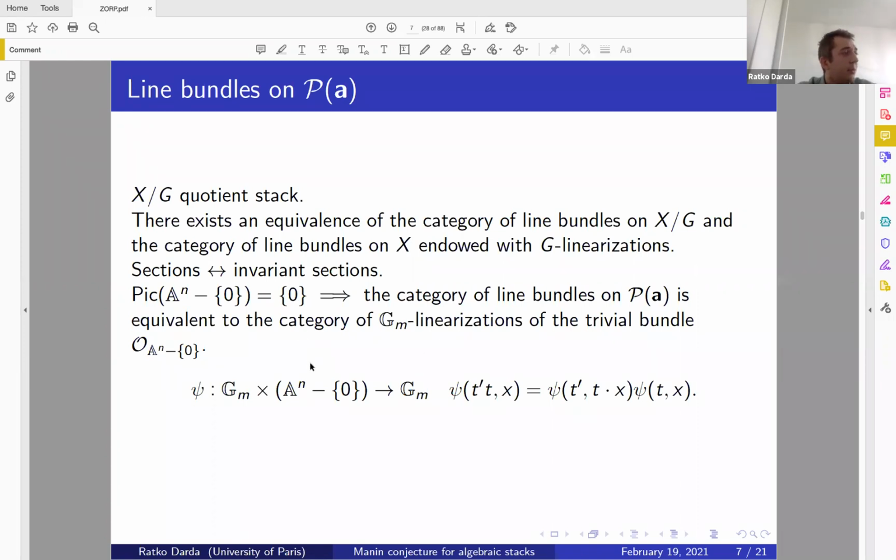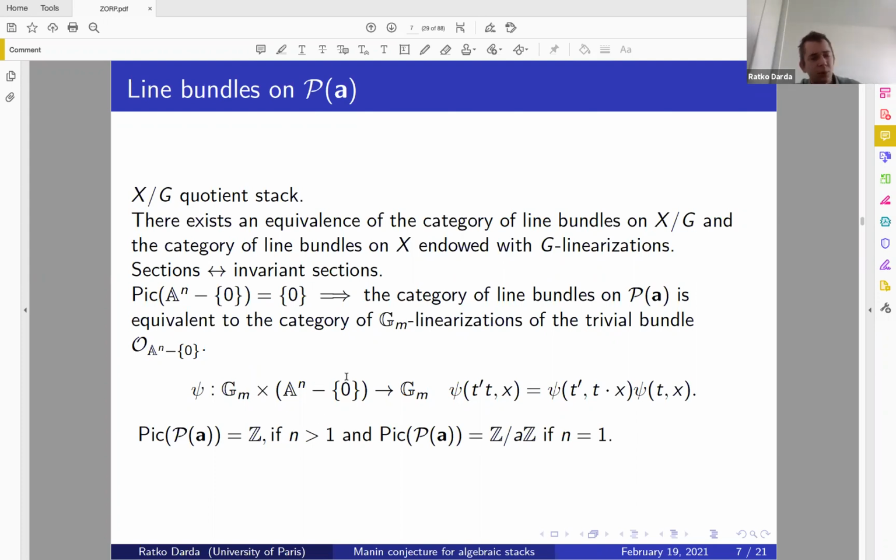Now, in our case, if n is at least 2, there are no non-constant morphisms from A^n minus 0 to G_m. Hence, the linearization is determined by a character. And we can deduce that the Picard group of P of A is Z if n is at least 2. And in case n is equal to 1, it turns out that there are linearizations that are isomorphic, and you get that the Picard group is given by Z over aZ.